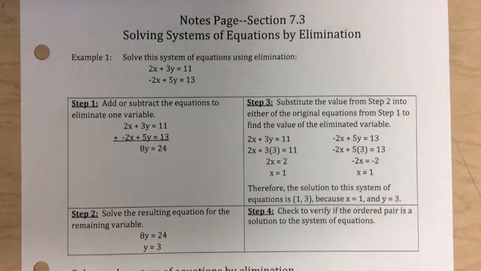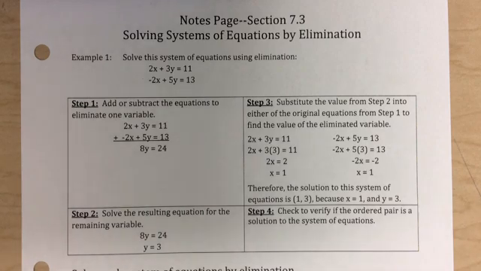Hello students. Today we're going to look at section 7.3, which is solving systems of equations by elimination. This is the third process that we're going to learn on how to solve systems of equations. You'll remember that the solution to a system of equations is the point that satisfies all of the equations in the system. And today we're going to look at how we can eliminate one of the variables in the system in order to solve for the other one, and then use substitution to solve for the second variable.